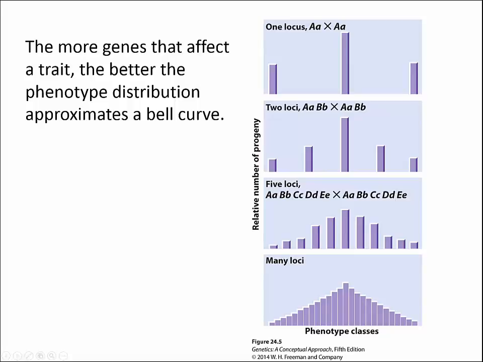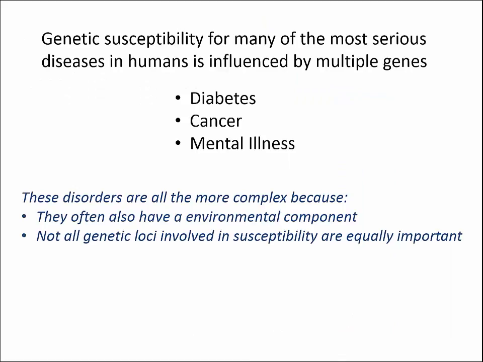Now, it turns out that the more genes that are involved in determining a trait, the better that phenotype will actually approximate a bell curve. So if you only have one gene involved, you get these three genotypes. They tend to be distinct phenotypes. However, with two genes involved, you start to approximate a bell curve. With five genes involved, it's looking more and more like a bell curve.